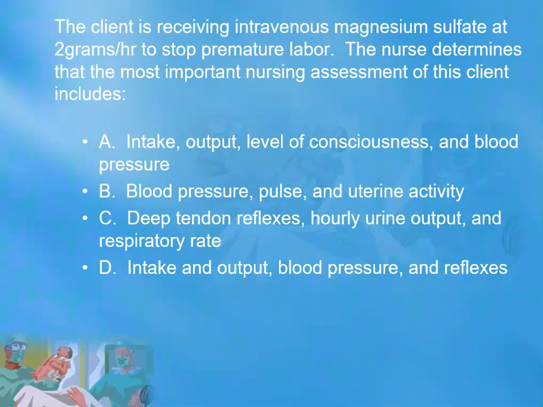So looking at these 4, and some might have the right things in the choices, but they all have to be right, correct? So if you answer letter C, deep tendon reflexes, hourly urine output, and respiratory rate, that is what we're doing. That's what you're assessing for.